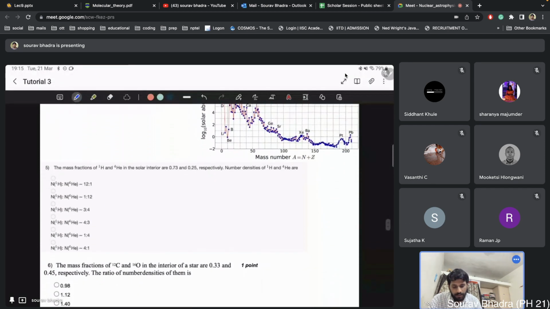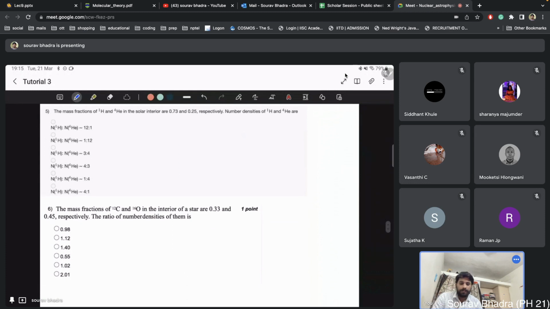Now coming to some deeper nuclear reactions, or nuclear astrophysics. Here these are two questions from two different assignments, and both questions are more or less similar. Here you have to calculate the mass fraction of 1H1 and 4He in the solar interior. The mass fractions are given as 0.73 and 0.25.